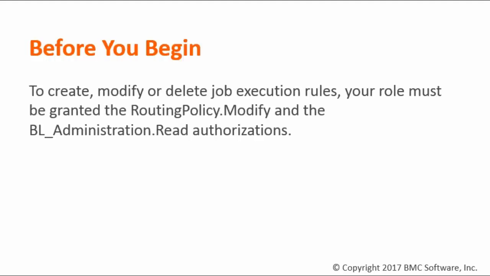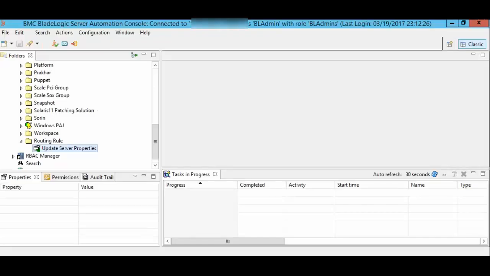Before you begin, the role should have the following authorizations: RoutingPolicy.Modify and BLAdministration.Read, to create, modify or delete the job execution rules. Let's begin with the demonstration on how to create a job routing rule. I am using BSA 8.9 for this demonstration.